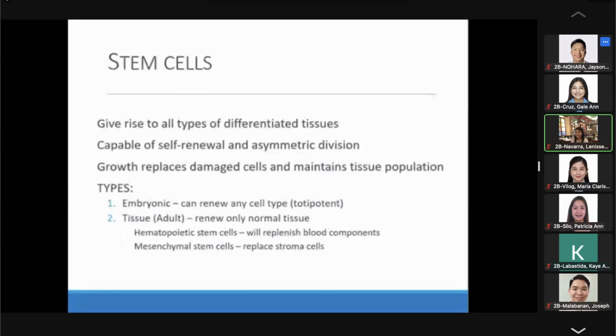The types of stem cells are embryonic stem cells, which can renew any cell type, and tissue or adult stem cells, which renew only normal tissue. Examples are hematopoietic stem cells, which will replenish blood components, and mesenchymal stem cells, which will replace stromal cells.